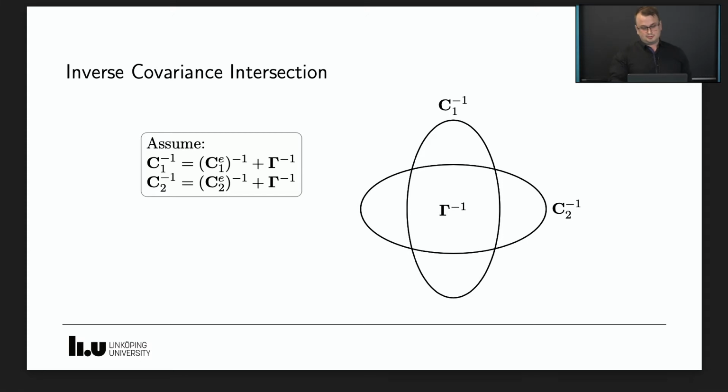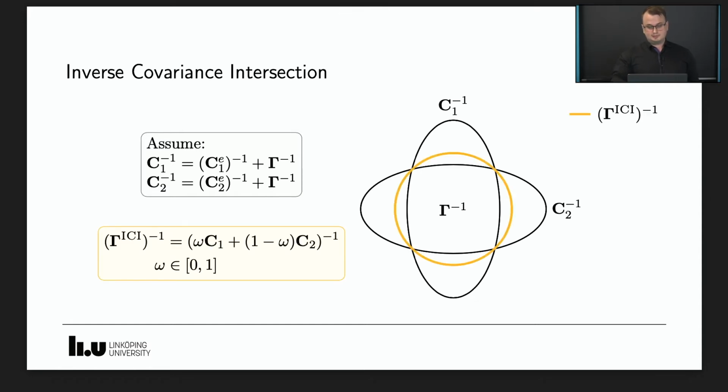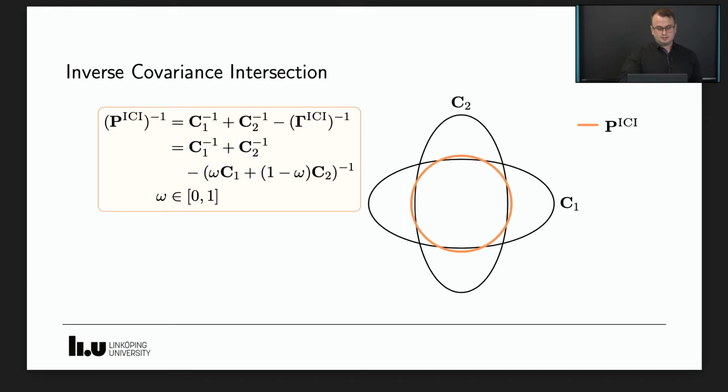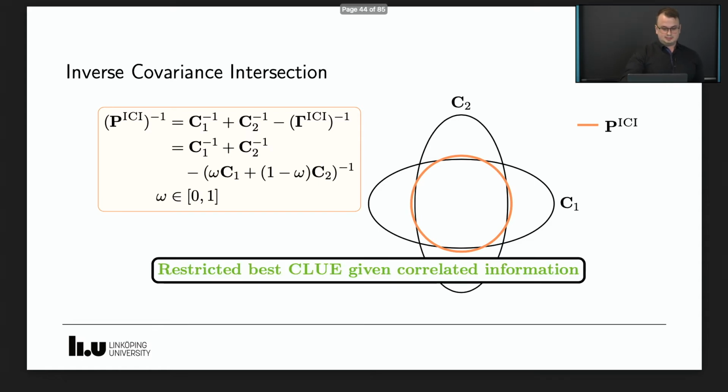So if this decomposition holds, then we know that the common information, gamma inverse, has to lie in the intersection of the two information ellipses. So then we can use what we know from covariance intersection and simply bound and close this intersection. And this bound is given by the same parameterization as in covariance intersection. When we have found this upper bound on the common information, we subtract it from the sum of C1 inverse and C2 inverse. Then we know that we have a conservative estimator, given that this decomposition holds. And it is also shown in the thesis that inverse covariance intersection is the restricted best BLUE given the correlated information structure.